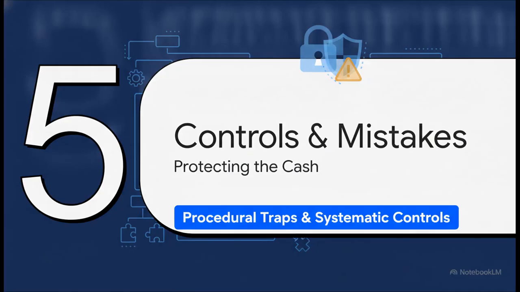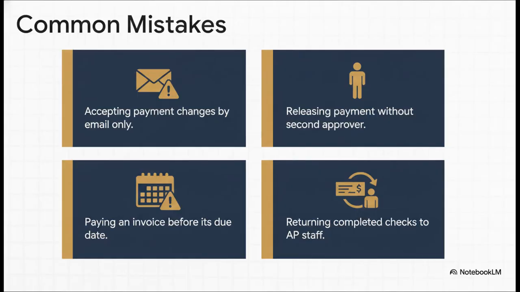Let's wrap things up with Section 5, Controls and Common Mistakes. Basically, how we protect the cash. Okay, so here are the classic rookie mistakes you absolutely need to avoid. First, accepting payment changes by email only. We just talked about this, but it is the single most common way companies lose money to fraud. One simple phone call prevents it.